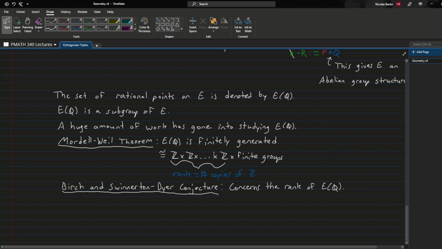And so an enormous amount of work has gone into studying E of Q. We know it's finitely generated, but for example, we don't know much about the rank. So if you can say something new about the rank, then you'll be pretty famous.